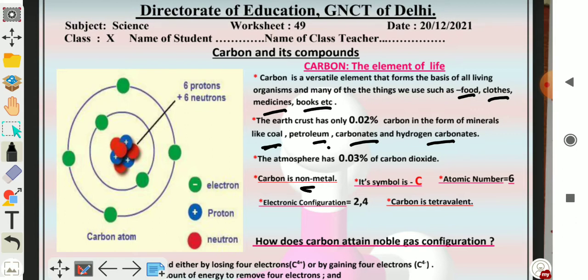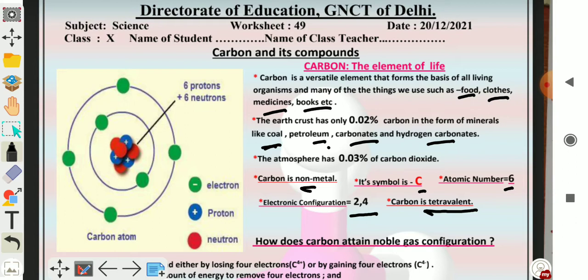Carbon is a non-metal. Symbol is C. You have to write capital C. Atomic number is 6. Electronic configuration 2, 4. It means its outermost orbit or shell contains 4 electrons. Carbon is tetravalent because there are 4 valency electrons present in the outermost shell of the carbon. Here the electronic structure of carbon is given to you.